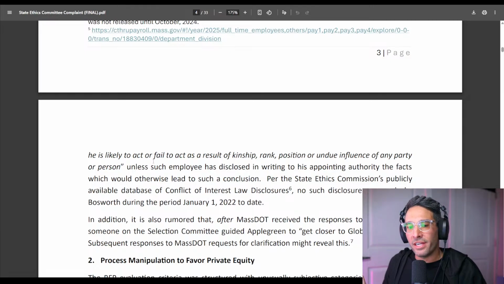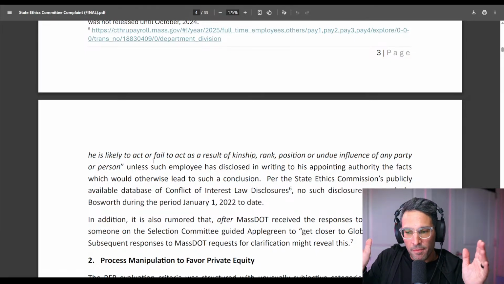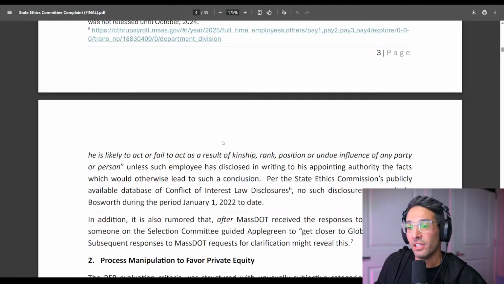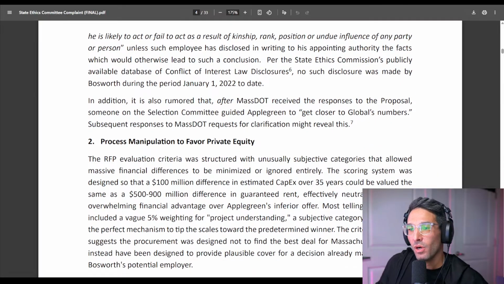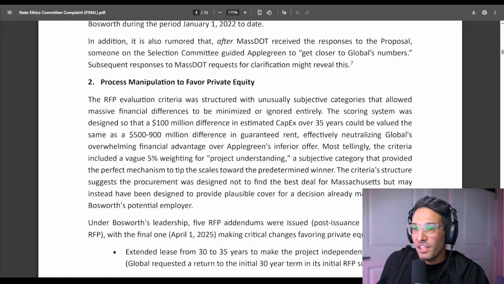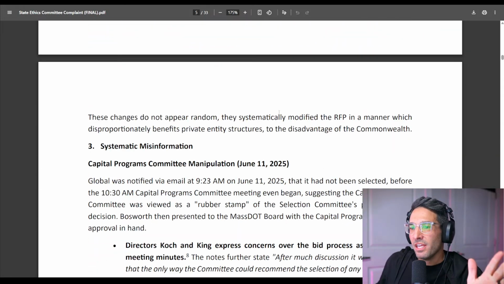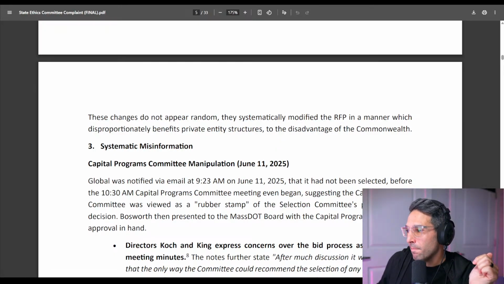So basically what they're trying to say here is that the bid, at least, look at it this way. The bid was potentially influenced by this guy trying to get future employment with Blackstone. So that is a potential reason why they accepted Apple Green's substantially lower bid. Process manipulation to favor private equity. The RFP evaluation criteria was structured. All right, I'm not going to read line for line here, but what I'm trying to say is that it's ridiculous. Okay, that's the point that I'm trying to make.